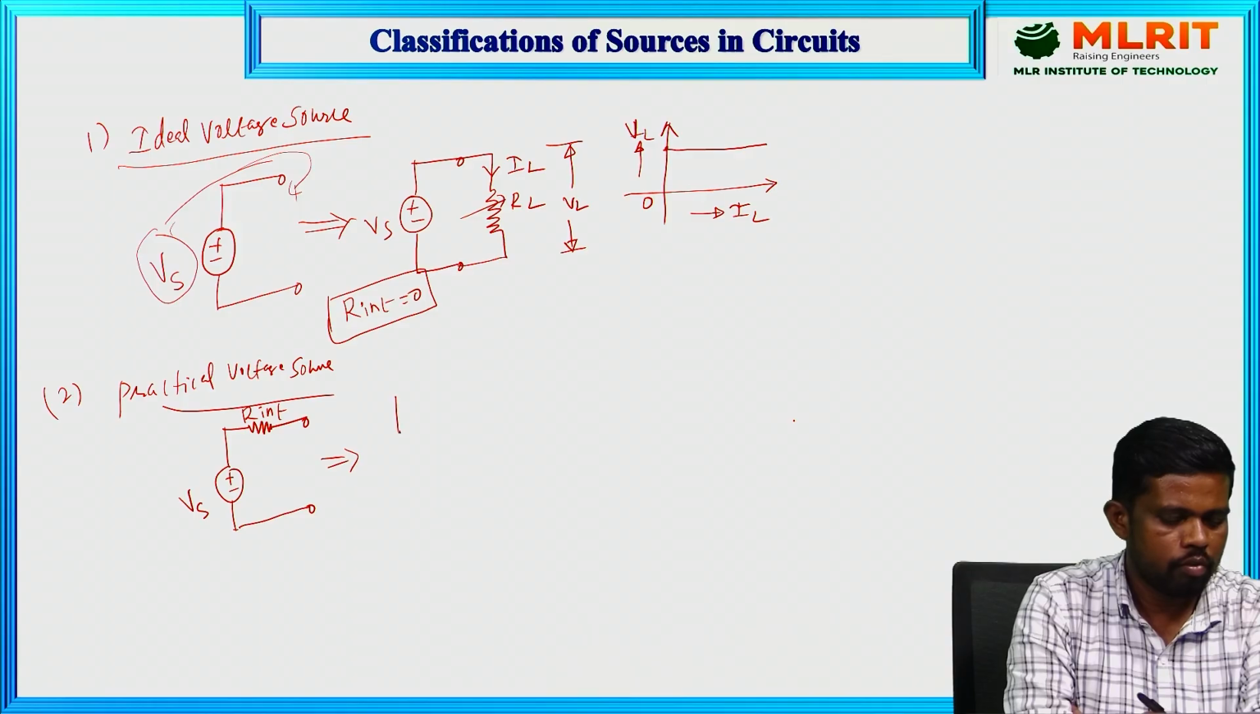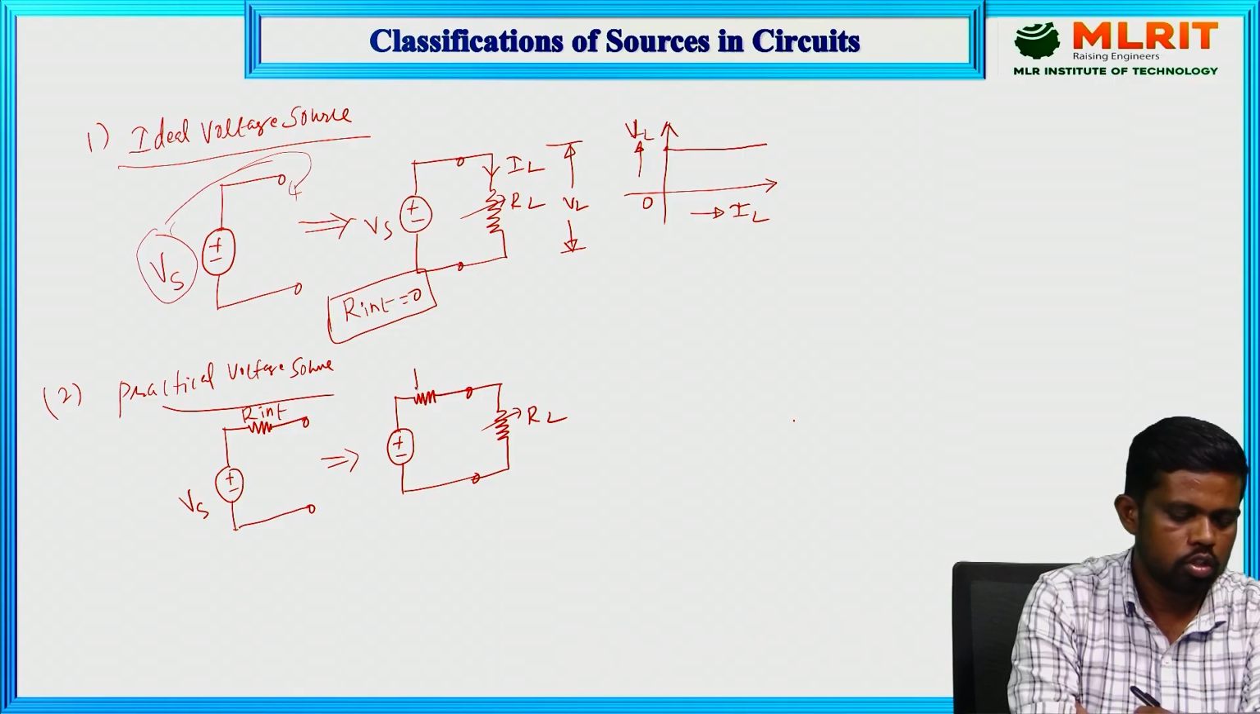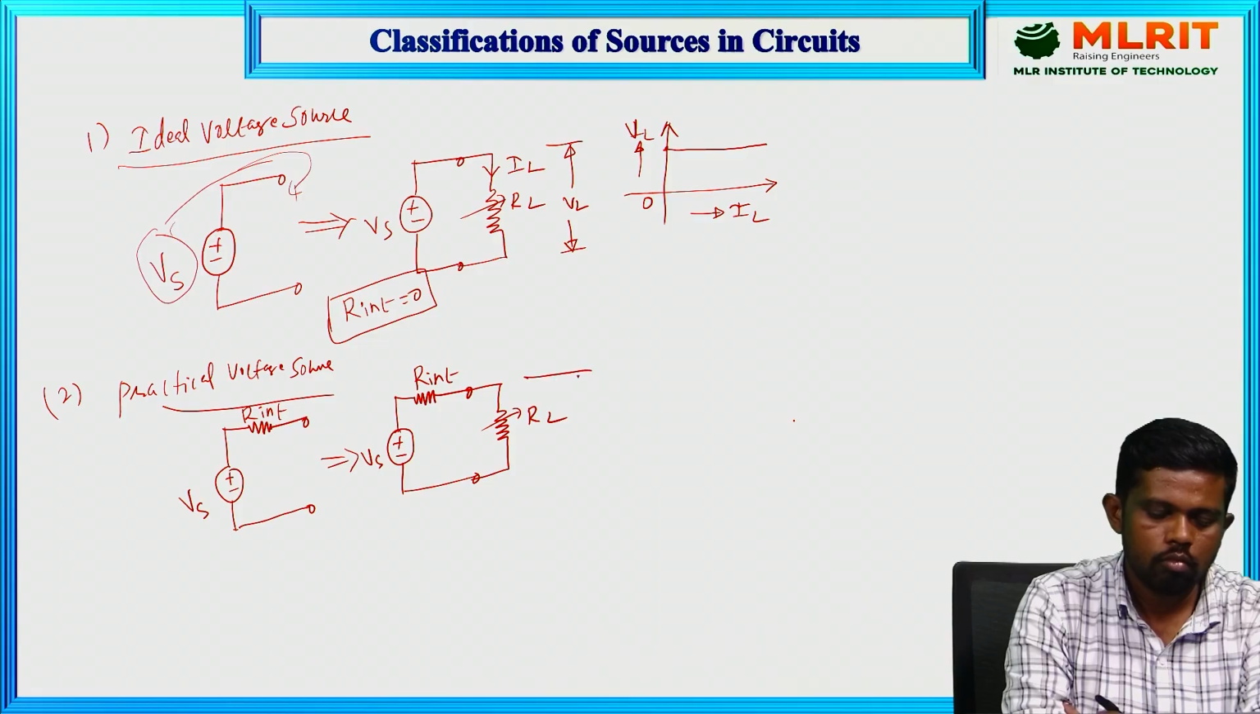After that, we need to connect one load to this kind of source. So this is the internal resistance. This is the load element, that is RL we can take. So now this is Vs we can consider. And this is the voltage across the load.